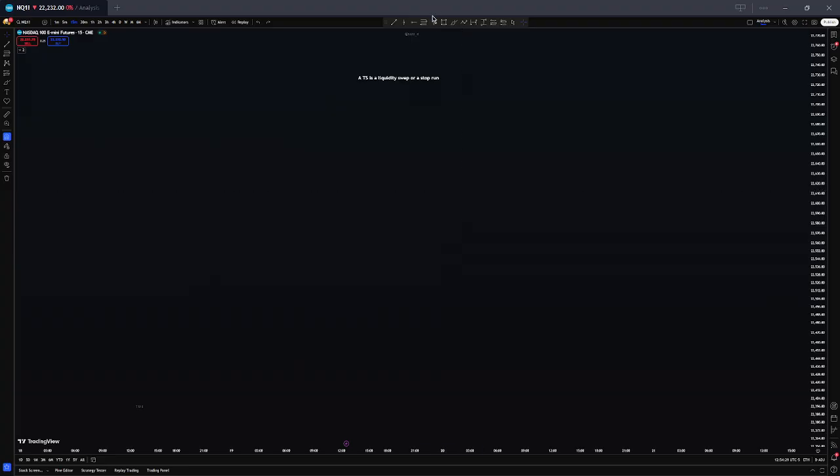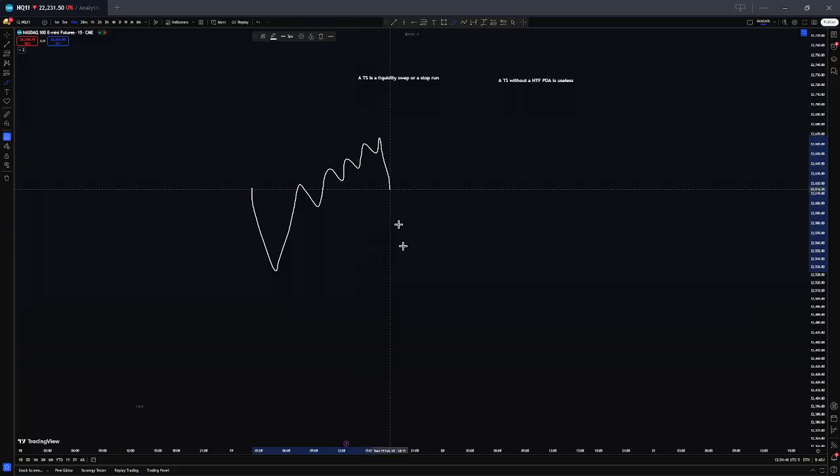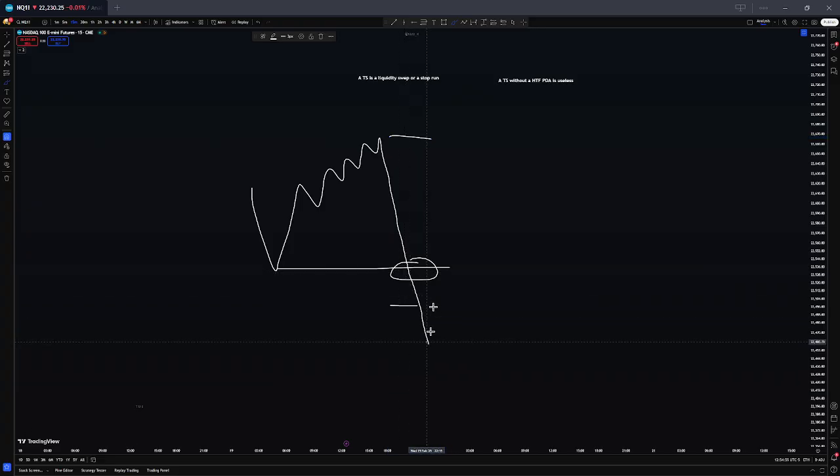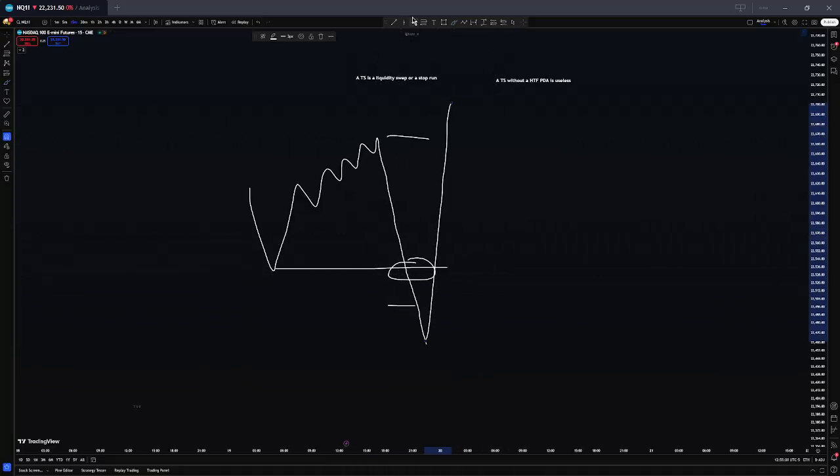The main rule for turtle soup is that a turtle soup without a high time frame PD array is useless, right? So for example, you have an old low resting, market's going higher. Once it gets to the turtle soup, for example, you enter over here, your stop is here, your TP is here, but it runs lower, it stops you out and then it reverses and hits your TP, right? This is why the high time frame PD array is the most important thing for turtle soup.